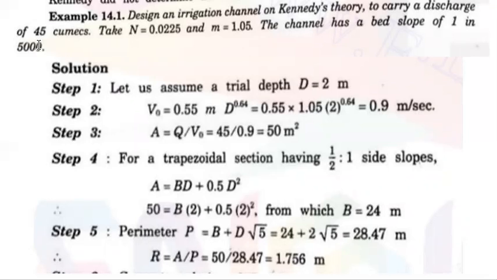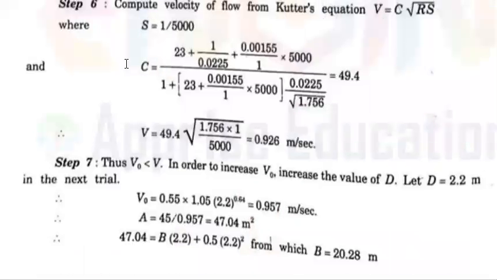Next, you are going to use your continuity equation and find the area. Because here they have given the discharge, you can use the continuity equation and directly find the area, because velocity we also found, right? And now with the trapezoidal section, you can use a half to 1 side slope, use the formula and find the value of B. Now with that you can find the perimeter, followed by the hydraulic mean depth, and then you can use Kutter's formula and get the value of V.